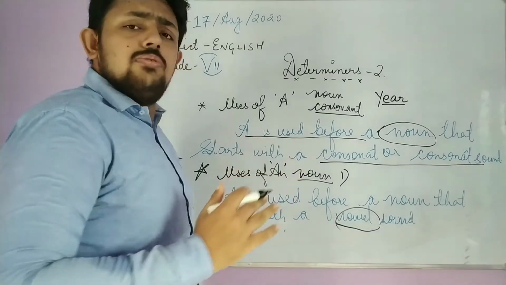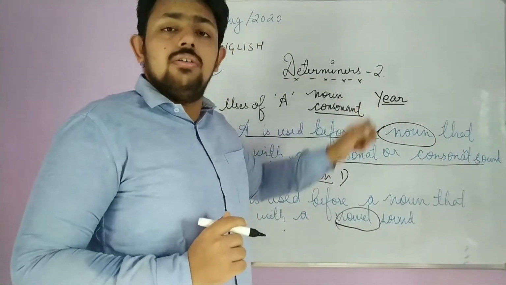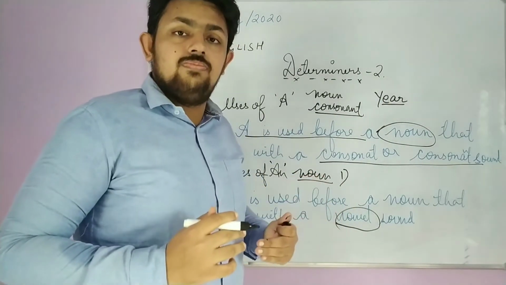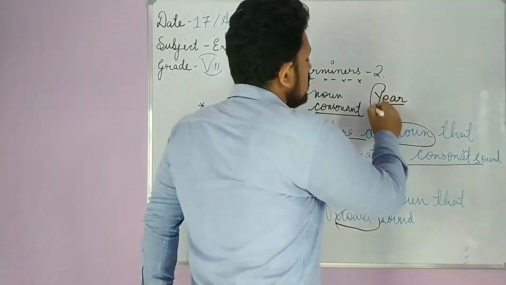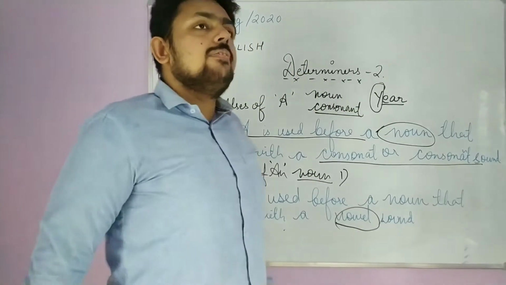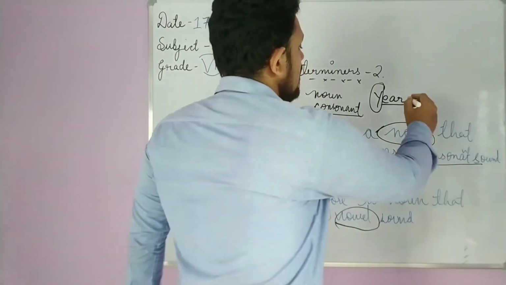We sometimes get confused that the sound it starts with is "ear." No, it is not "ear," it is "year." Okay, and Y is a consonant sound. So we say "a year." Okay.